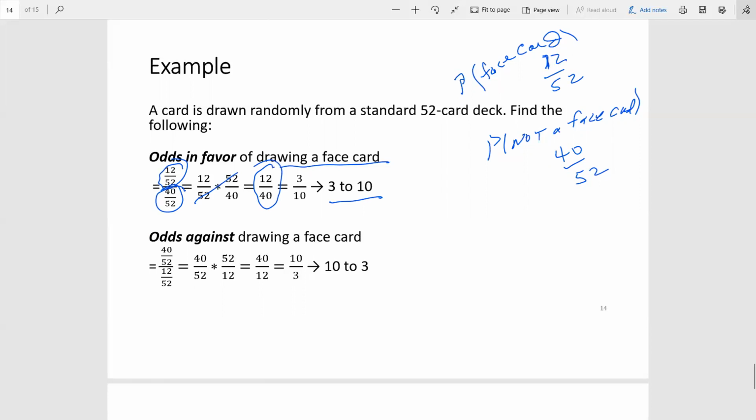Now the odds against drawing a face card are the odds of not, which is equal to the probability of not getting a face card, which is 40 over 52, divided by the probability of getting a face card, which is 12 over 52. And now you get 40 over 52 times 52 divided by 12. And the answer is 40/12 reduced to 10/3. So the odds are 10 to 3 against drawing a face card.